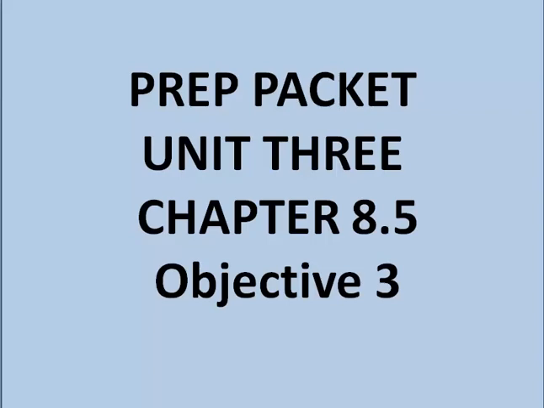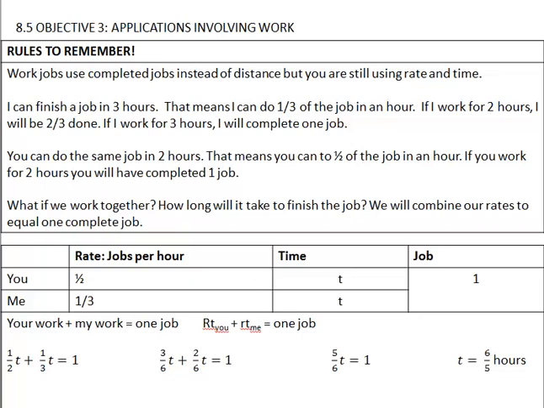This is the prep packet video for Unit 3, Chapter 8.5, and we're going to look at objective number 3. For objective number 3, we're looking at applications involving work, not job applications. That's something different. With work problems, it's like a rate times time problem, like distance, except now we're looking for completed jobs instead of distance, but you're still using rate and time.